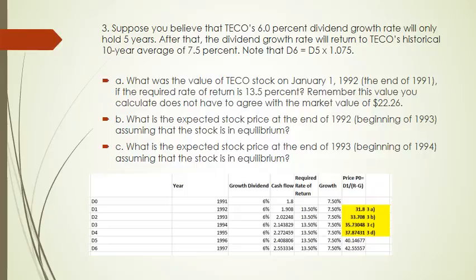For A, I got a stock price of $31.8. For B, I got a stock price of $33.708. And for C, I got $35.73 for its stock price at the end of 1993.